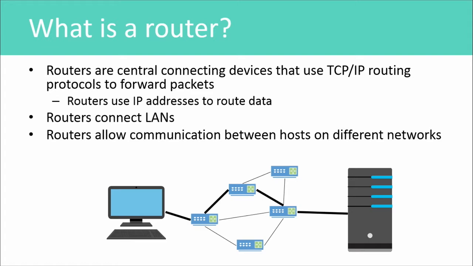First off, a router, right? What is it? What does it do? It's just a central connecting device that uses TCP/IP routing protocols to forward packets. They use IP addresses like we discussed. It's a layer 3 protocol, right, IP. And routers connect local area networks to each other, and they allow communication between hosts on different networks.